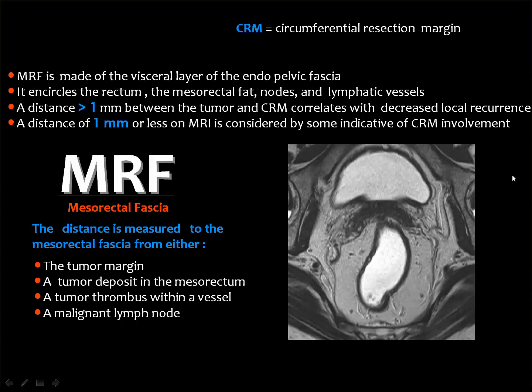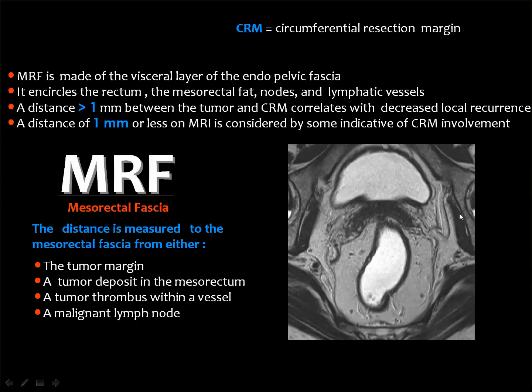The circumferential resection margin is the mesorectal fascia. The mesorectal fascia is made of the visceral layer of the endopelvic fascia. It surrounds the rectum, the mesorectal fat, lymph nodes, and the lymphatic vessels. A distance of more than 1 millimeter between the tumor and the mesorectal fascia correlates with decreased local recurrence.